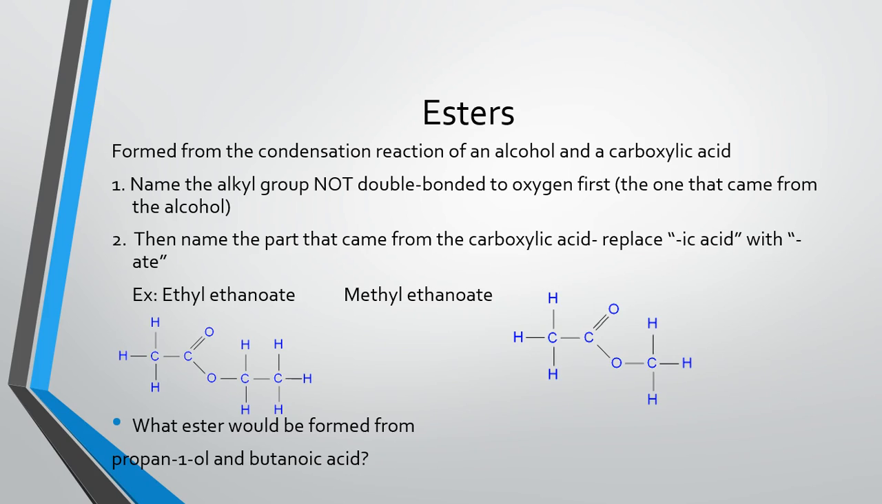In some ways, it's easier to answer a question like the next one: what ester would be formed from propan-1-ol and butanoic acid, because you know that the first part of the name comes from the alcohol. So I would just call this propyl butanoate.